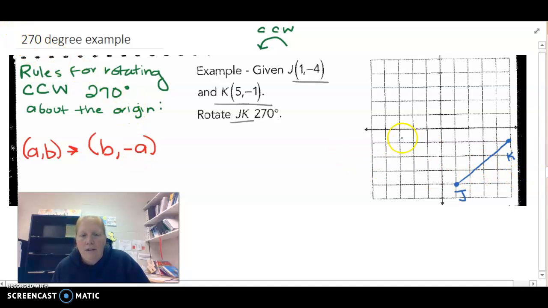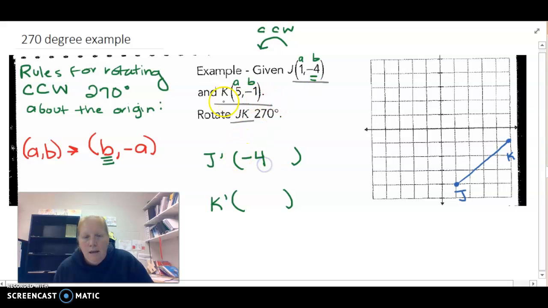So hopefully you already have this sketched out. So now I just need to apply the rule to find my J prime and my K prime. Okay, well, this is my A, this is my B, this is my A, this is my B. All right, so AB goes to B. So the B of my J is -4. And the B of my K is -1. And then the opposite of A. So on J, if my A is 1, that becomes a -1. On K, if my A is 5, it becomes a -5. Now remember, if one of these were already negative, it would become a positive.